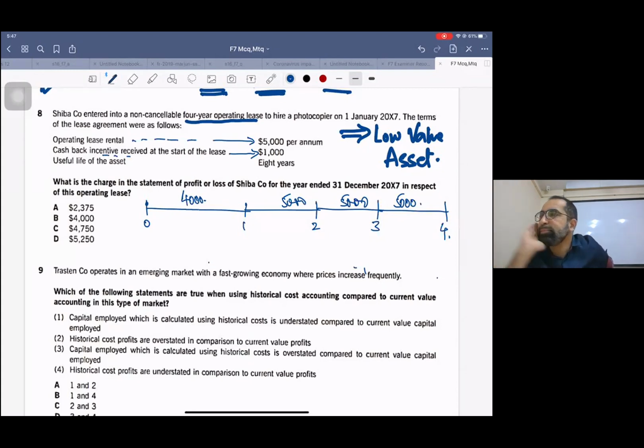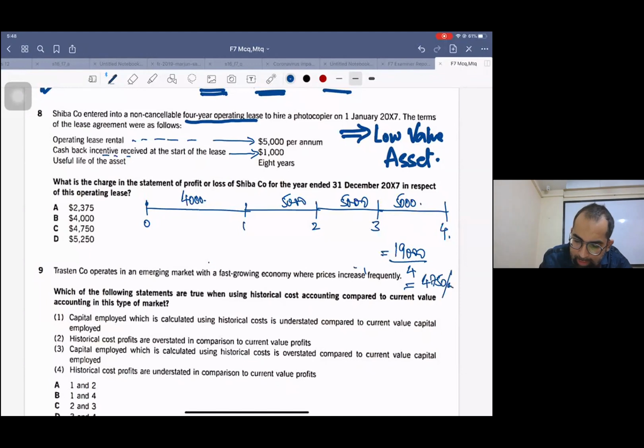Add all the rentals. Whenever there is a case of uneven rentals, add all the rentals: 4, 5, 5 and 5. It's 19. See this. It's 19,000 divided by the lease term of 4 years. Come on, do it. It's 4750 per annum.